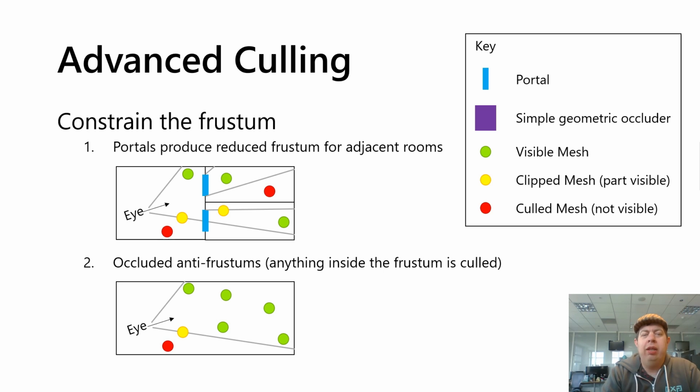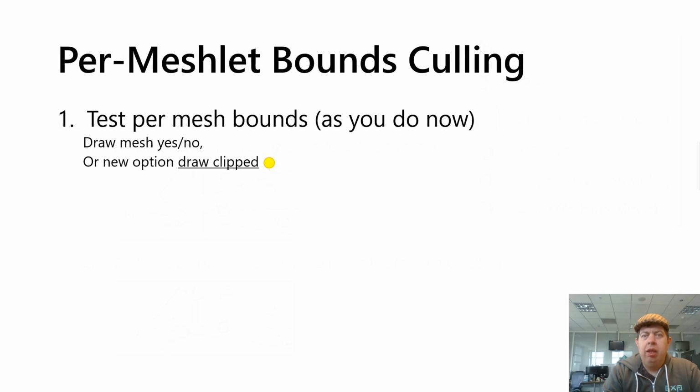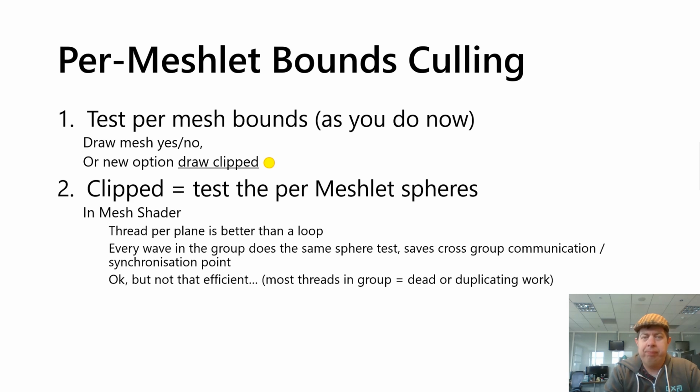And then in the anti-frustrum case, we have very, very simple occlusion geometry, creating a frustrum whereby if an object's entirely behind all the planes, then it's considered not visible. And again, you can get the clip state for certain objects. The interesting case here is the clipped object. So drawing a mesh, yes, no, binary decision, been around forever. But now we can do something extra about this clip state.